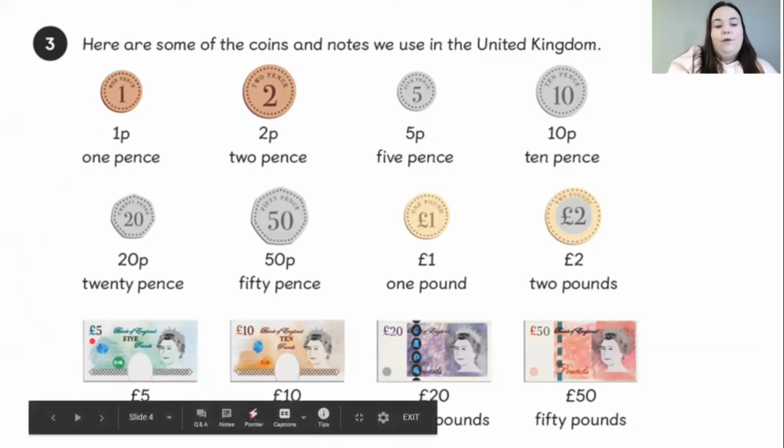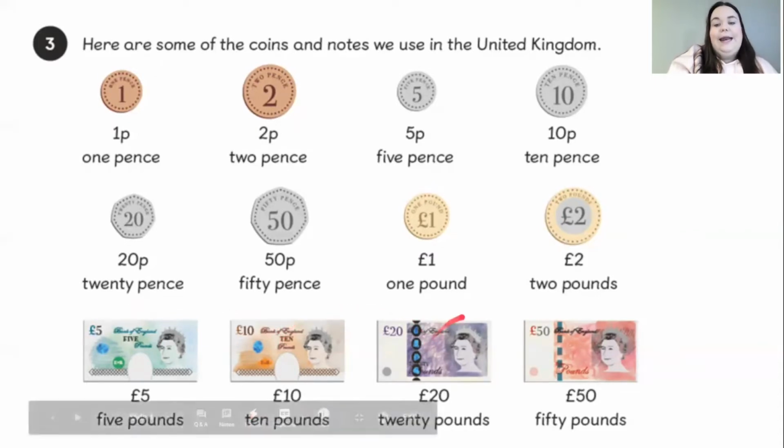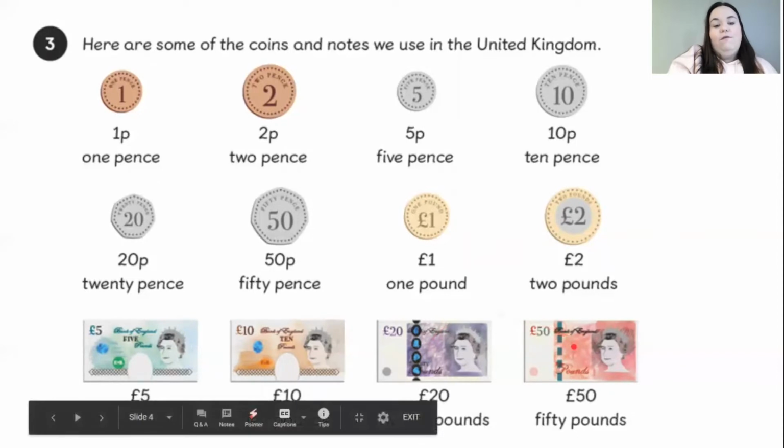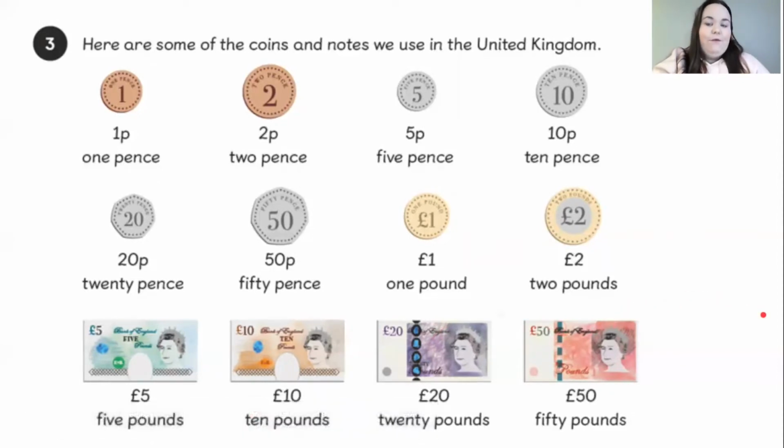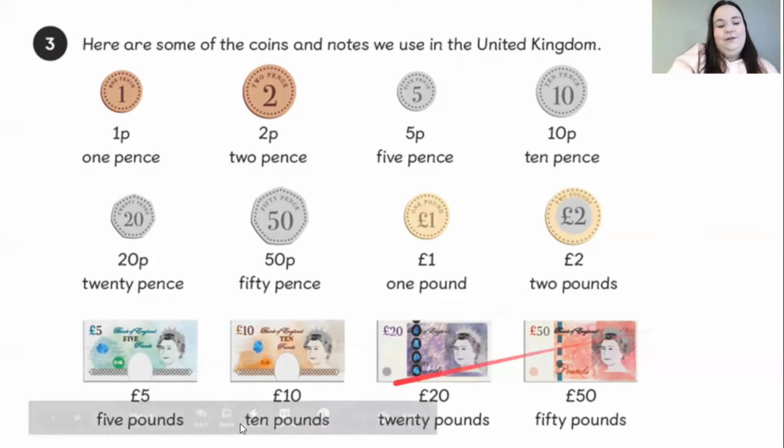Then we have our notes. We've got the green note, which is worth £5. The brown note is worth £10. The purple note is worth £20. And our biggest note is worth £50. Would you rather have 3 £20 notes or one £50 note? I wonder if you could work that out as an extra challenge.